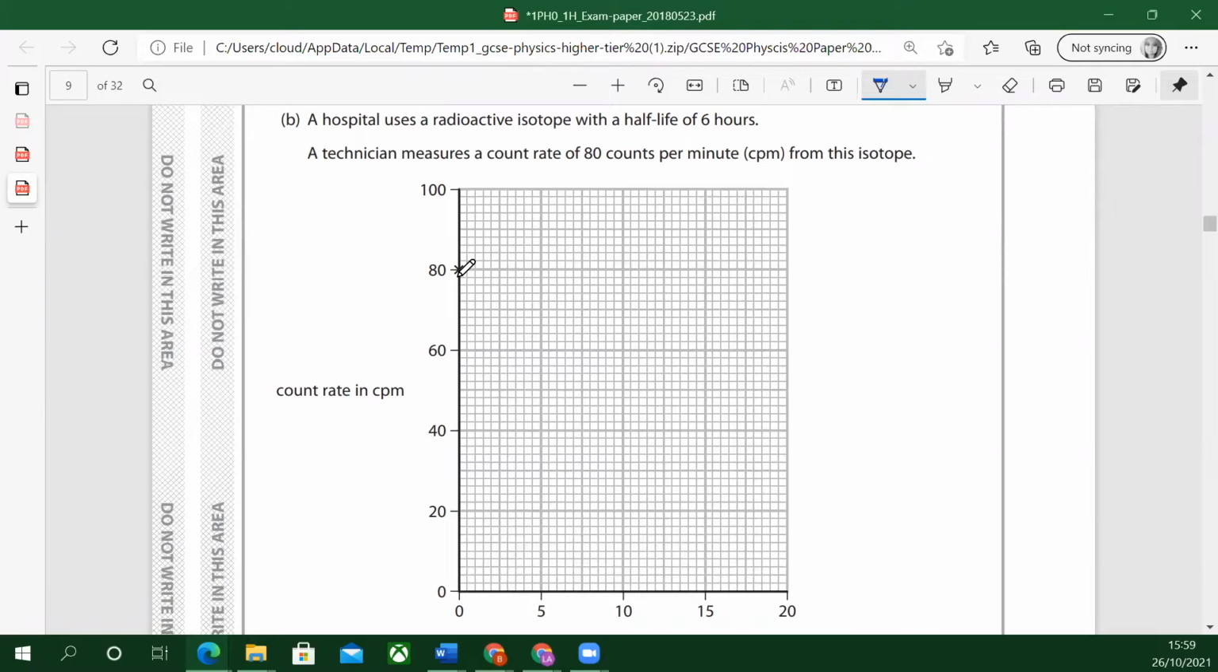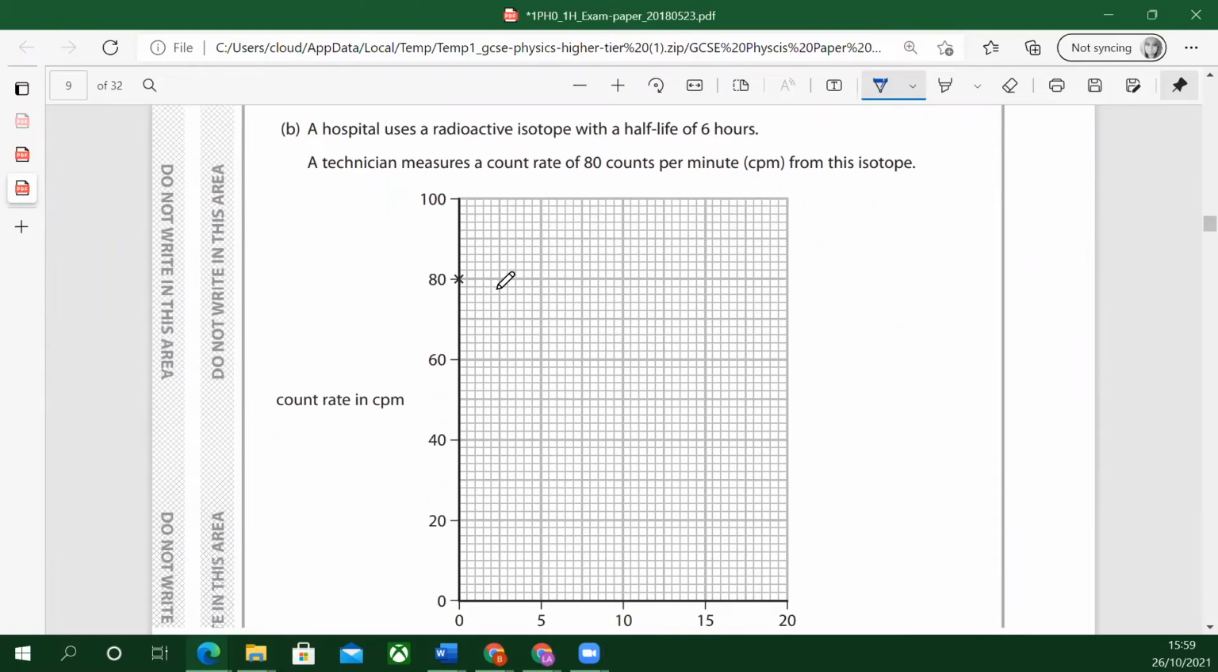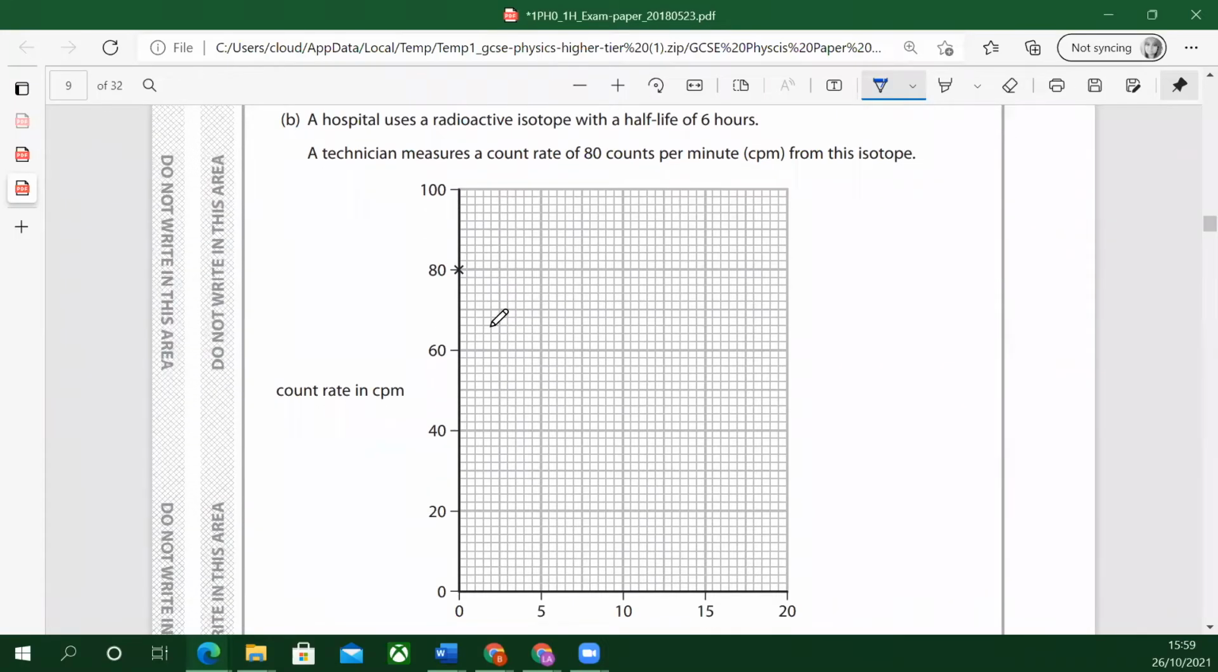So 80, count rate in counts per minute, and we need to know its half-life. Okay, so it's got a half-life of 6 hours. That means every 6 hours, it goes down by half. So let's look at how this is divided up. So 5, that's 6, 7. Always be careful of the axes. 5, 6, 7, 8, 9. Okay, so every 2 squares is 1 hour. So be careful of that.